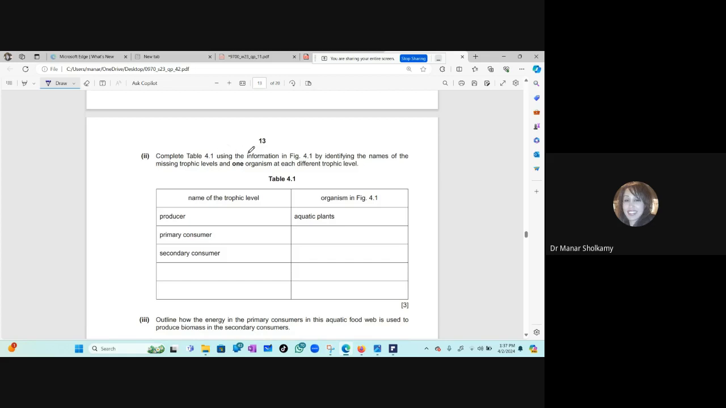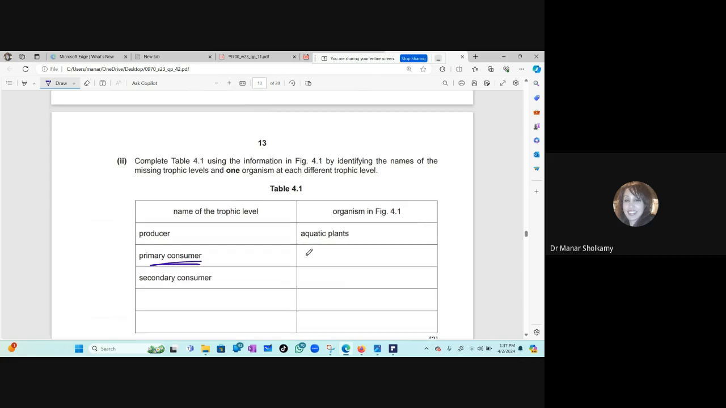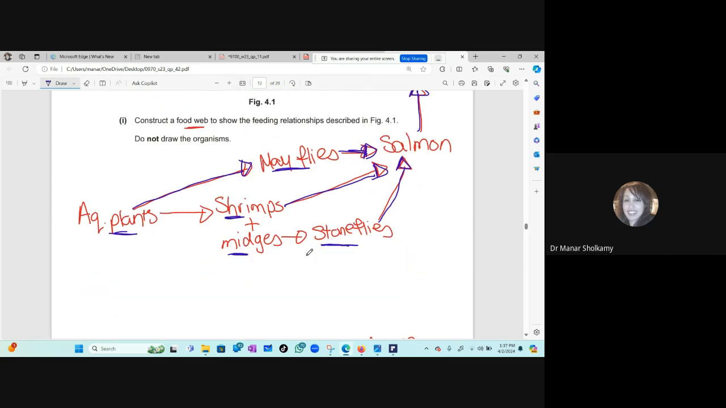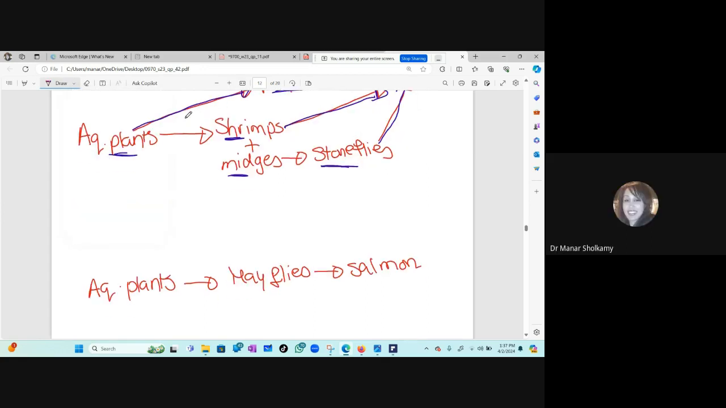Complete table 4.1 using the information by identifying the names of the missing trophic levels and one organism at each different trophic level. So you have to draw the food web properly so that you are able to answer this question. What is the primary consumer? Give me one primary consumer. Let's go to my food chain. The shrimps and midges. Yes, you are correct.